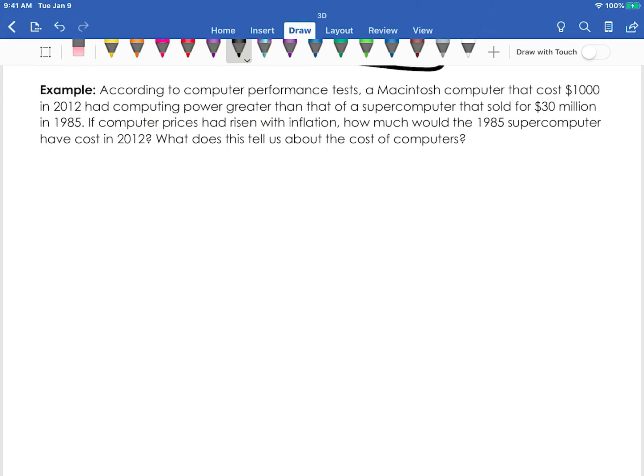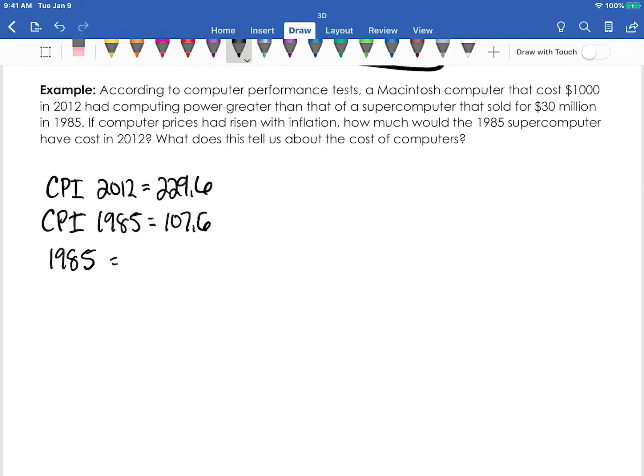So, if we look at the CPI in 2012, again, we looked that up on the chart. That's going to be 229.6. And then the CPI in 1985, when we look that up on the chart, is 107.6. So in 1985, a computer sold for $30 million, these supercomputers. We want to see, based on the rate of inflation, what a computer would cost in 2012. We know that we can go online to the Apple Store and purchase a MacBook Air for maybe approximately $1,500 to $2,000. But based on the rate of inflation, that's going to tell us it's a huge difference.